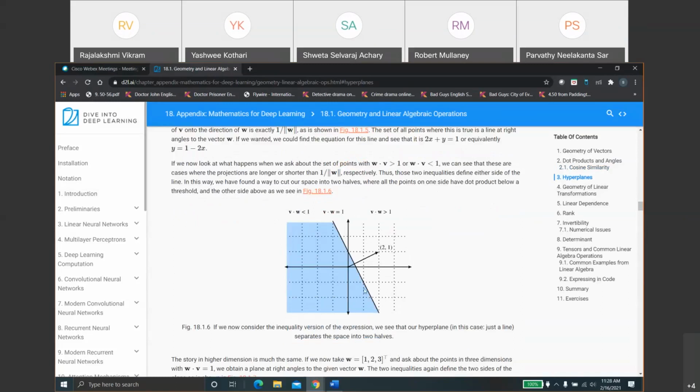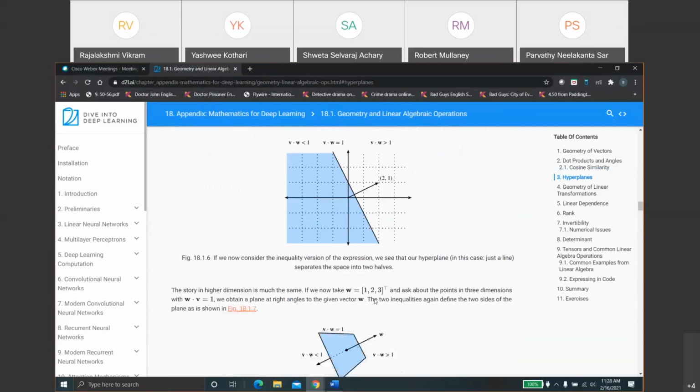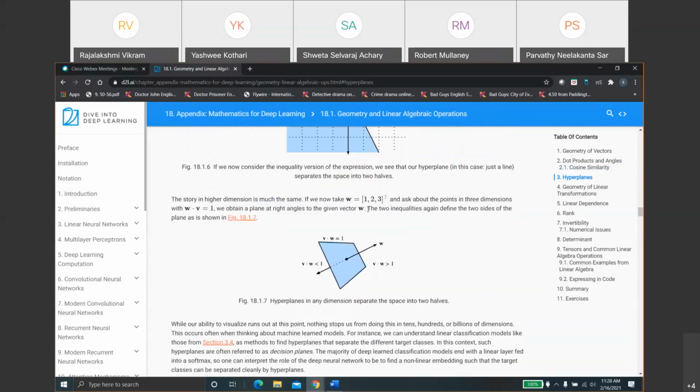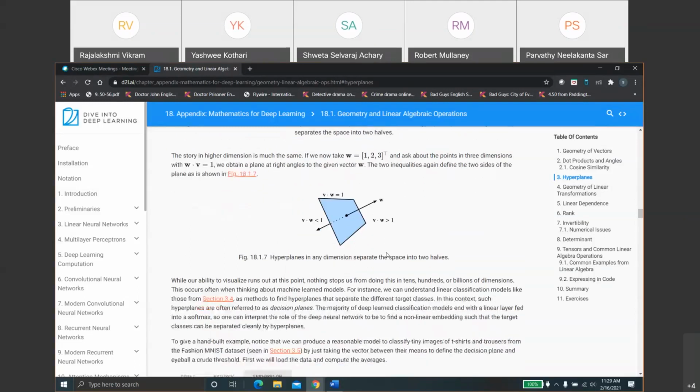So this line here in 2 dimensions becomes your hyperplane. For 3 dimensions, it's the same. Consider there's a W and we want to satisfy the same condition. Every point that satisfies the V dot W equals 1 condition lies on a plane. Everything to the left of the plane is less than 1, and to the right of the plane is greater than 1. And this is used, as I said, for classification purposes.